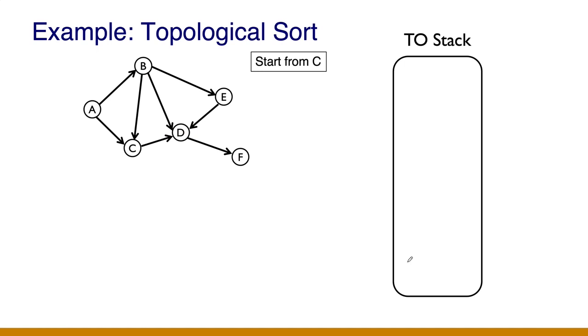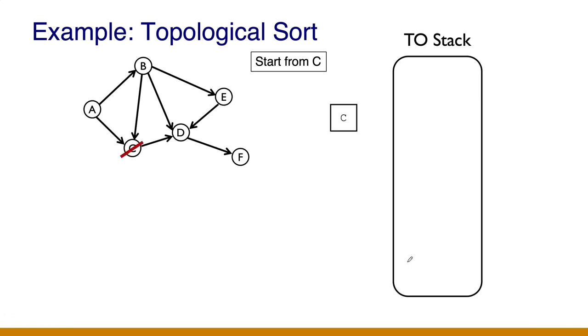But before we do that, let's do a slightly different starting policy. So now we can try to start from C. If you start your depth first search from C, it will not cover the whole graph. But again, topological sorting must cover all the nodes, right? So later we'll see how we deal with that. Okay, so let's start with C.